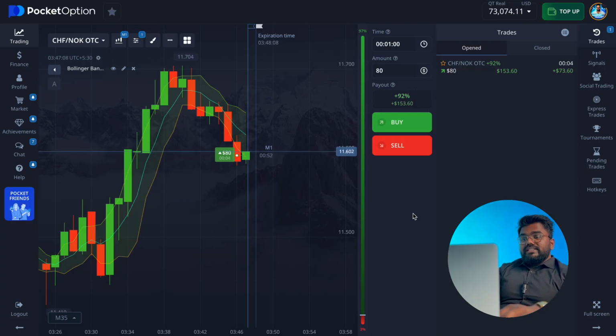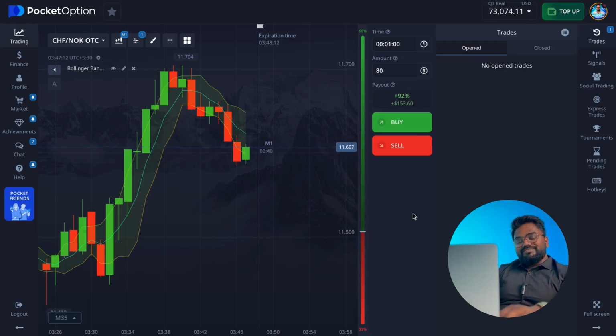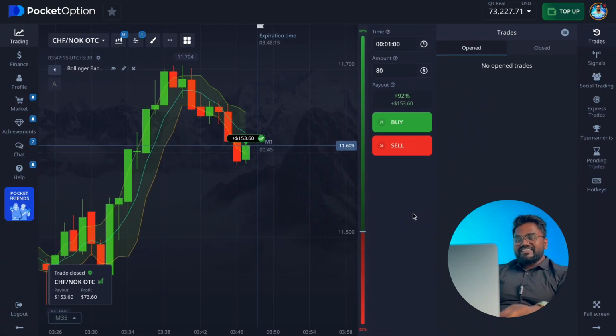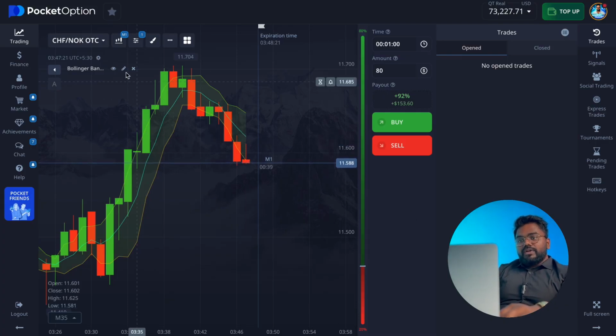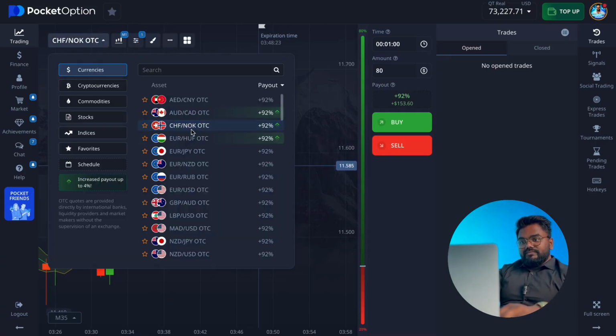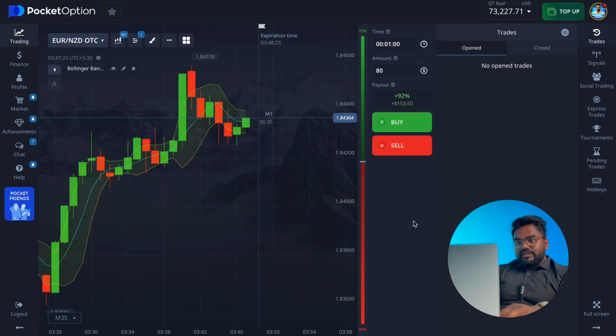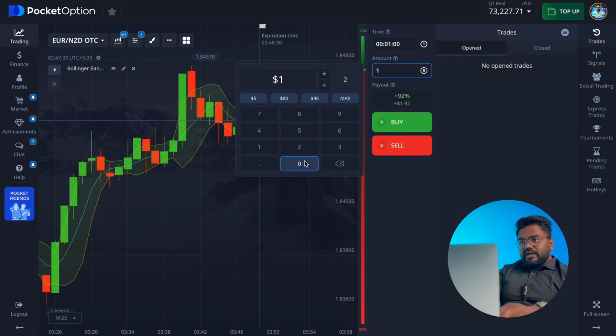So you can clearly see that the candle has been moving ahead and stretching up, and boom, we just made a profit, guys. So let's move ahead one more time. We're gonna change the currency and let's see the condition of the Bollinger Band. Okay, let's change the amount to $100.